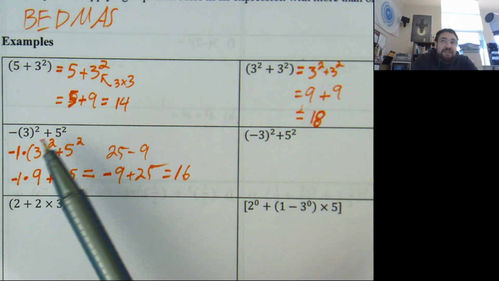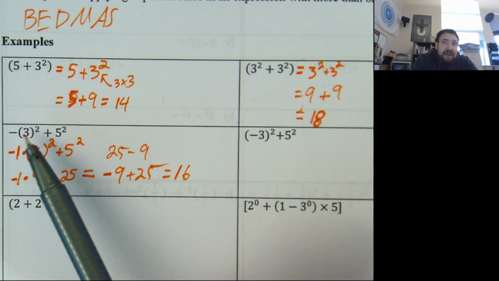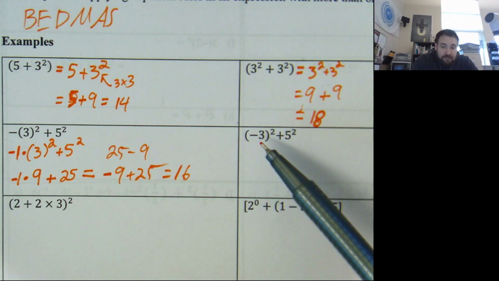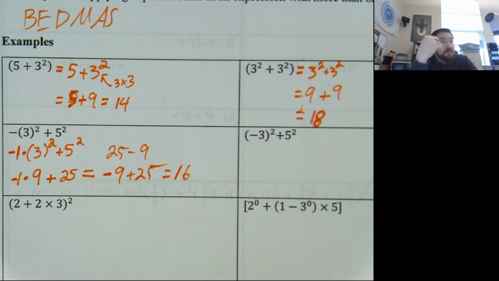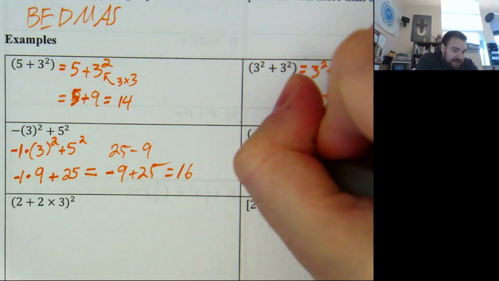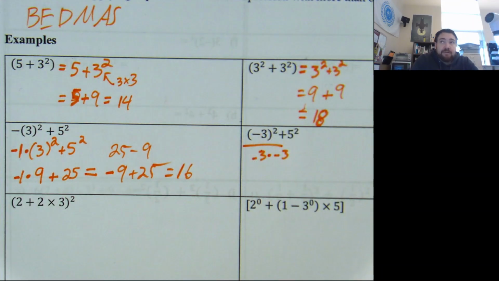This one is different. The question looks very similar. The only difference here now is the minus sign is inside the bracket. When the minus sign shows up inside a bracket, what that means is the base is negative. The negative is a part of the things that we're multiplying. So what this thing right here means, this thing is negative 3 times negative 3.